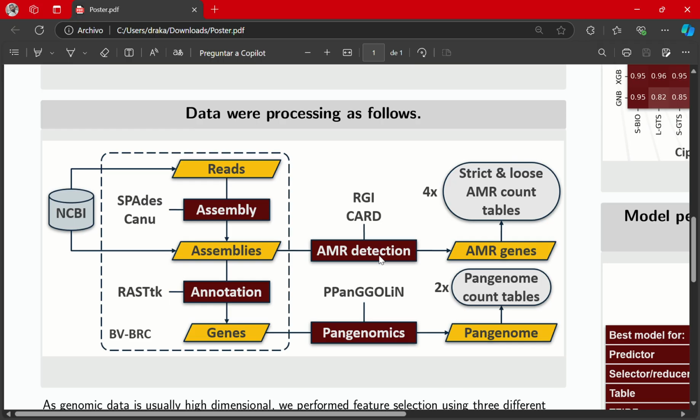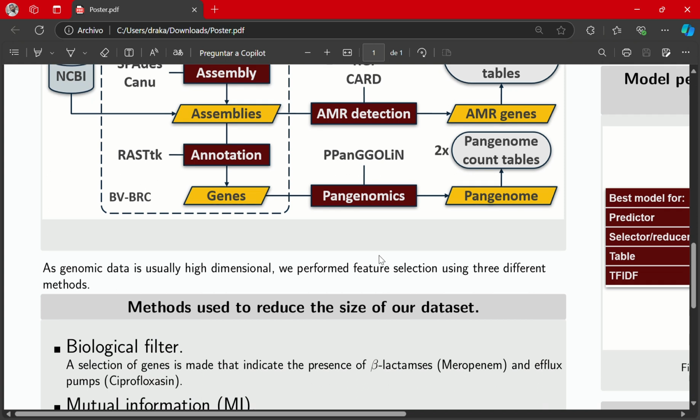On one hand, with assemblies and the CARD database and algorithm, we did an AMR detection to get 4 AMR count tables, 2 for each antibiotic. On the other hand, we used Rust for annotation to get sets of genes, and with Panaroo we did a pangenome for each antibiotic. Well, given the dimension of the pangenomic data, we prefer to focus on the AMR count tables.